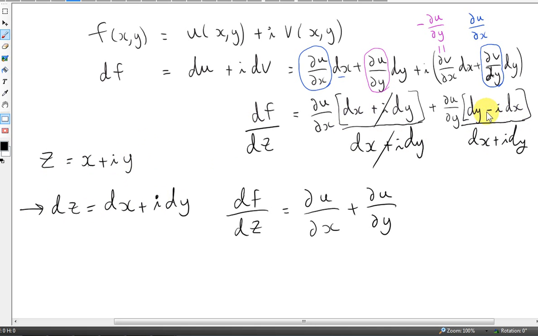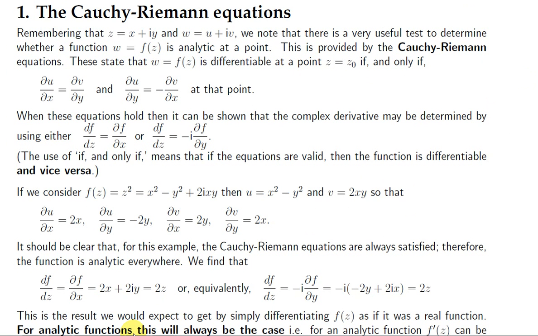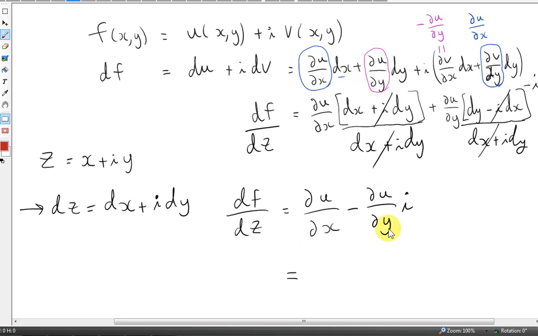Now over here we see that the thing in brackets is actually minus i times the denominator. If we multiply minus i by the denominator, we get minus i dx minus i squared dy. Well, minus i squared dy is plus 1 dy. So we get minus i here. Now we can go back to using one of the Cauchy-Riemann equations. That's this one here actually. We can replace minus du/dy with dv/dx. So we can replace this with dv/dx.